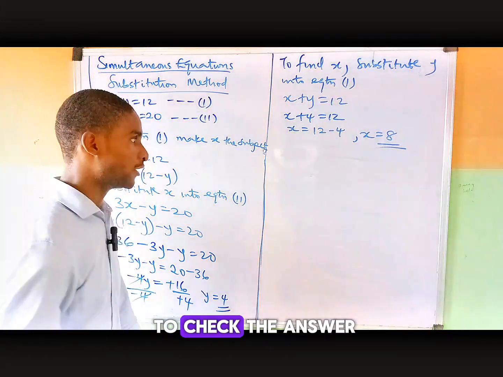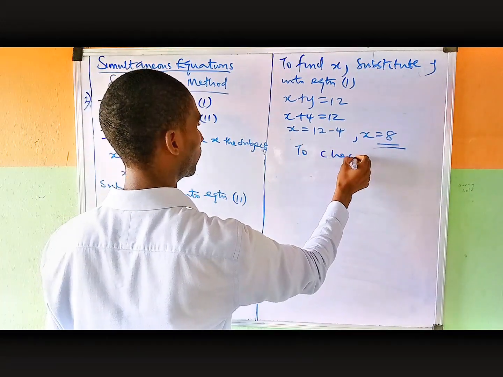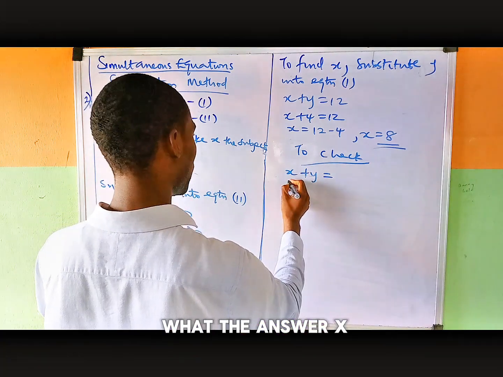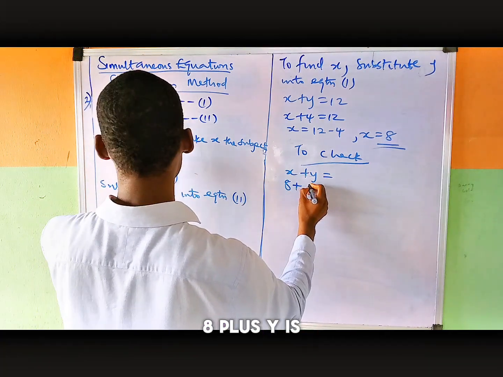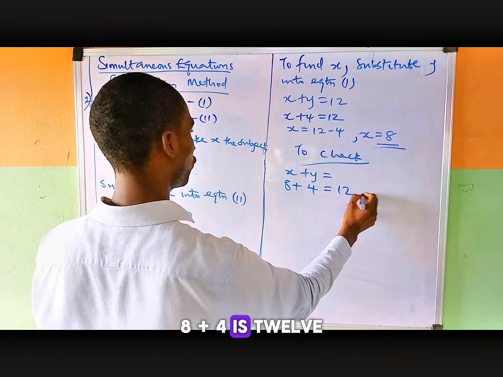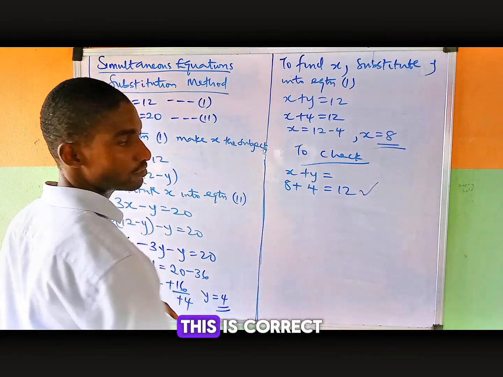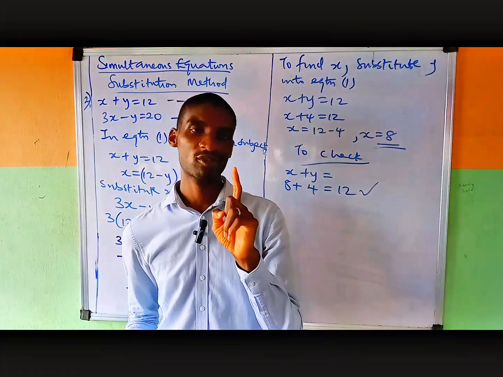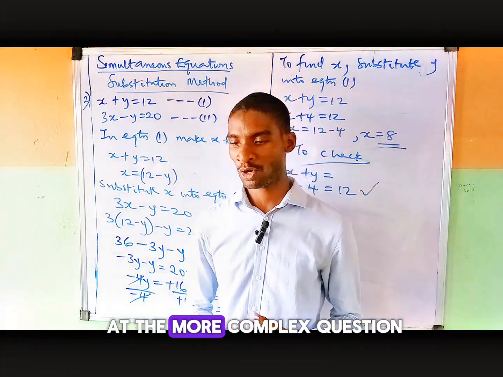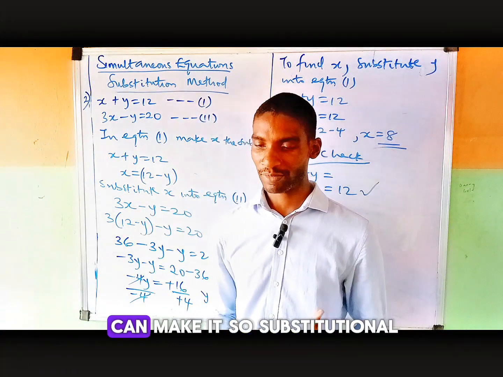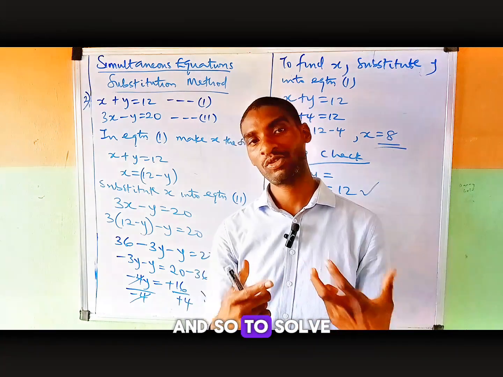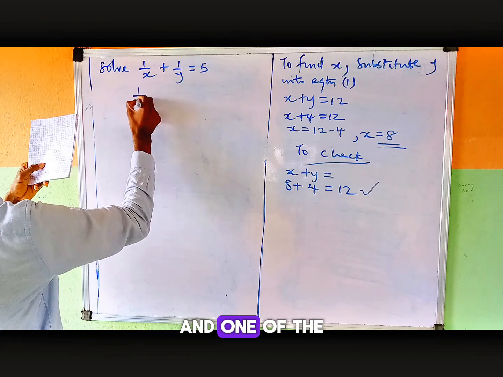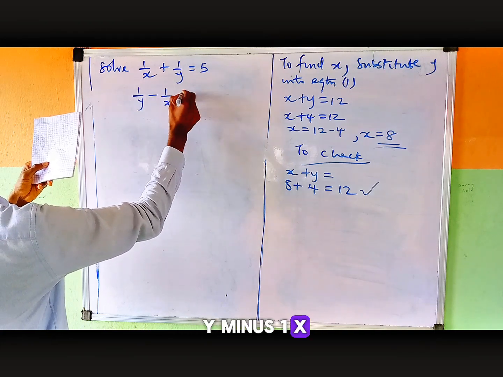If you want to check if the answer is correct, you have x plus y. Let's see what our answer is. x is what? 8, plus y is what? 4. 8 plus 4 is 12. Can you see we have 12 here? This is correct. So let's pick a more complex question now. We're going to look at a more complex question and see how we can make use of the substitution method to solve such complex equations. And 1 over y minus 1 over x equals 1.